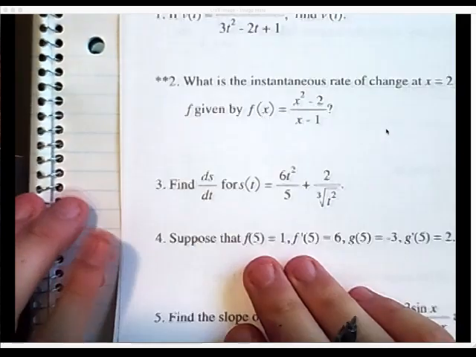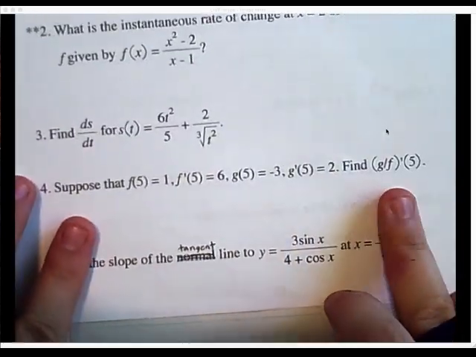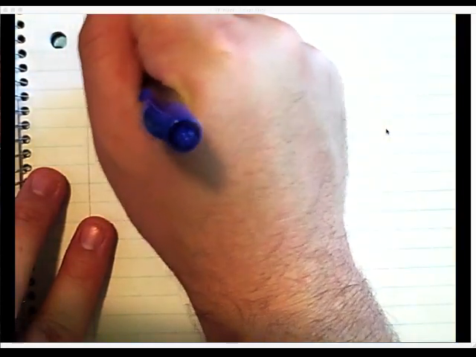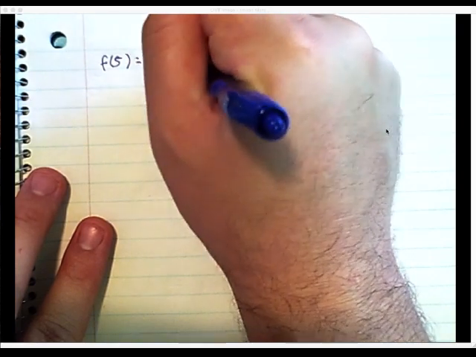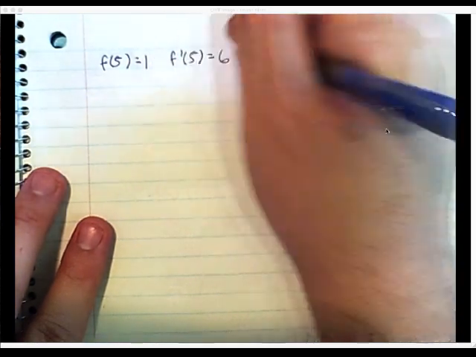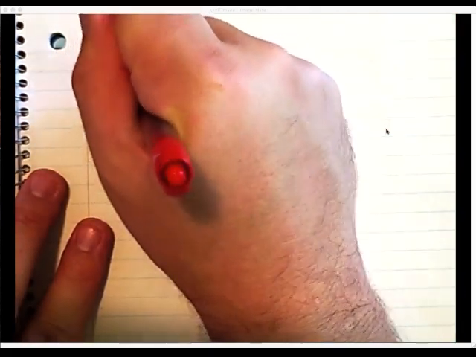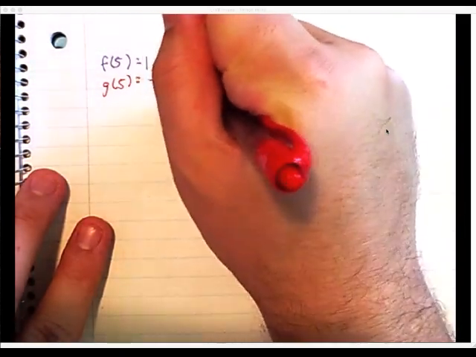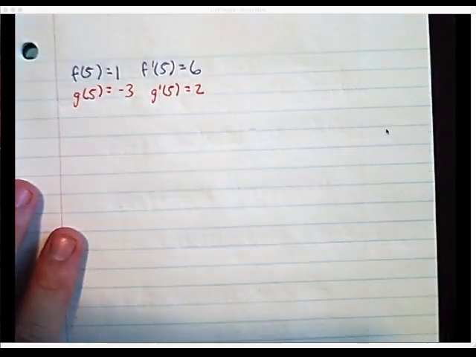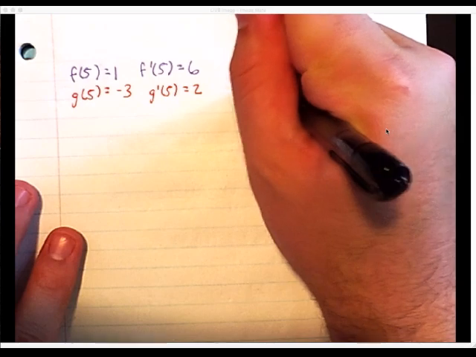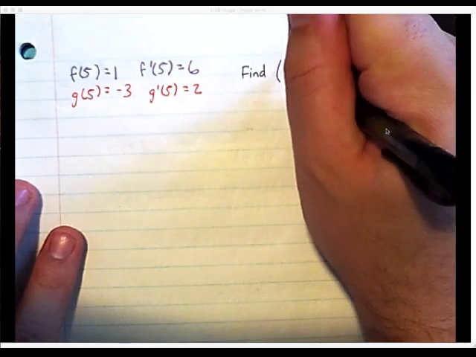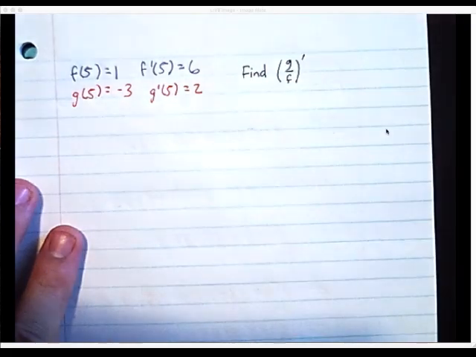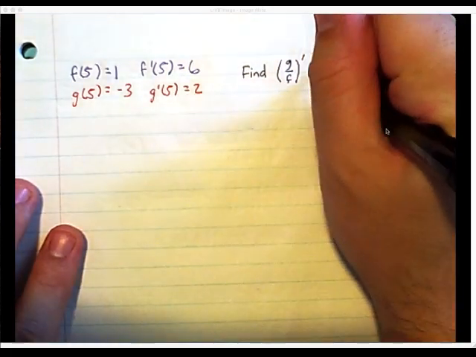So number 4 gives me a whole bunch of information here. What does it tell me? It tells me that f of 5 equals 1, f prime of 5 equals 6, g of 5 equals negative 3, and g prime of 5 equals 2. And here's what it's asking me to do. It says find the derivative of g over f evaluated at 5.